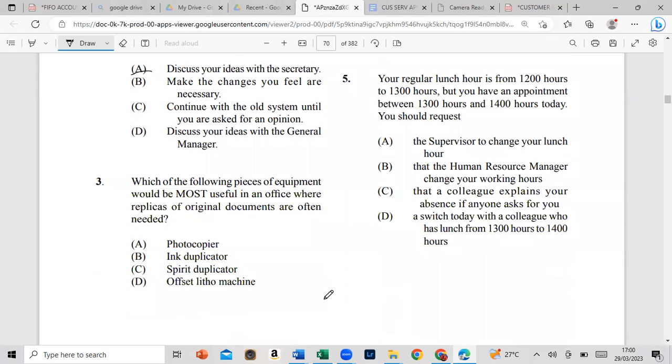Which of the following pieces of equipment would be most useful in an office where replicas and original documents are often needed? A. A photocopier. B. Ink duplicator. C. Spirit duplicator. Or D. Offset litho machine. And that would be A, a photocopier.